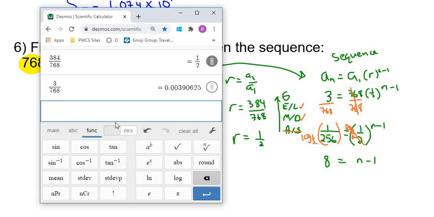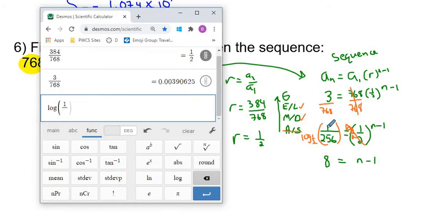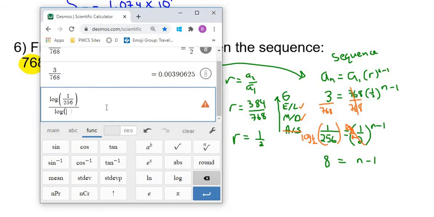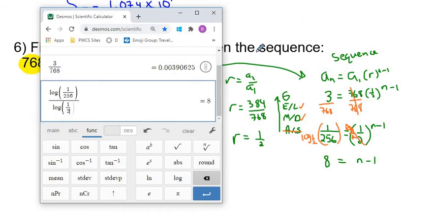The way that works is you would just use your log button and type in what you're evaluating. So log of 1 over 256. Now keep in mind, that's log base 10 of that, so it's a decimal. But if you divide this by log of the base you're using, which is 1/2, it'll give you the value. Look, 8. Just keep that in mind if you're ever having trouble with it.